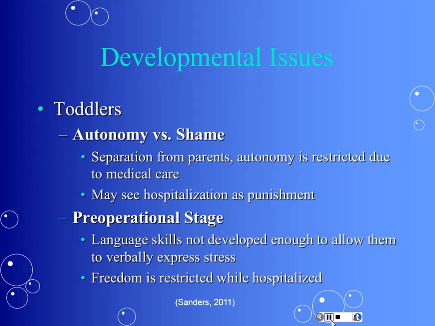So then when we're looking at toddlers, their autonomy versus shame and doubt with Erikson, and they're pre-operational for Piaget. A lot of them, because of that magical thinking and things like that, it's I did something to cause this, so I was bad. It's a punishment to be in the hospital, that kind of thing. Their language skills may not be developed enough to allow them to verbally express, I'm upset, I'm stressed, these types of things, so they may lash out.